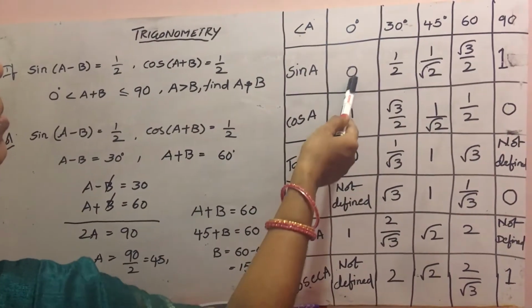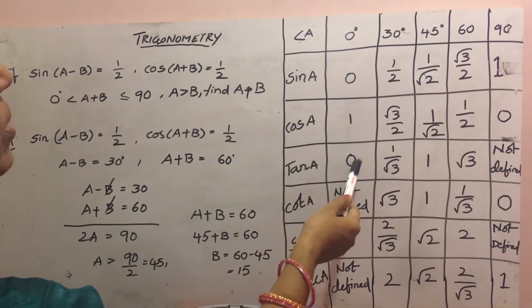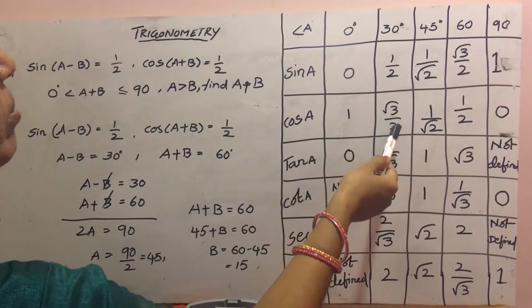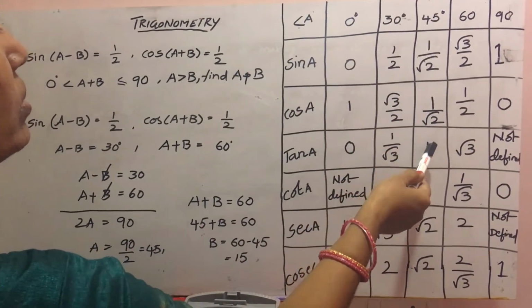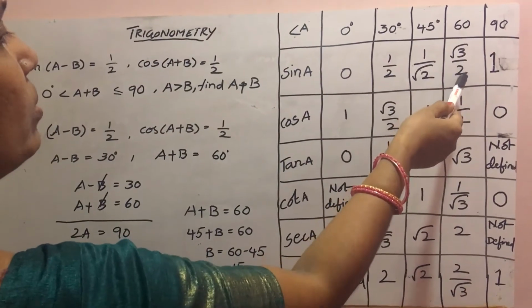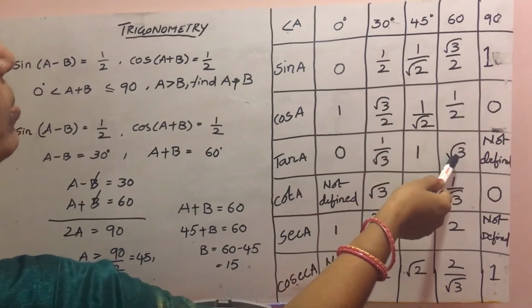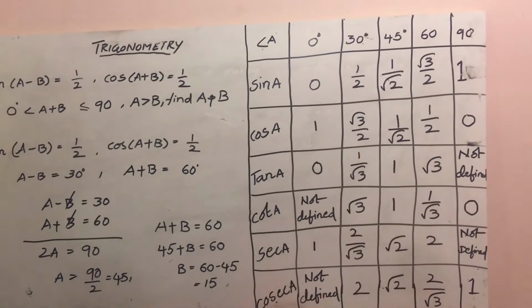Tan 0 is equal to 0 by 1 is equal to 0. Tan 30 is 1 by 2 by root 3 by 2 is equal to 1 by root 3. Tan 45 is 1 by root 2 by 1 by root 2 is equal to 1. Tan 60 is root 3 by 2 by 1 by 2 is equal to root 3. Tan 90 is 1 by 0, which is not defined.